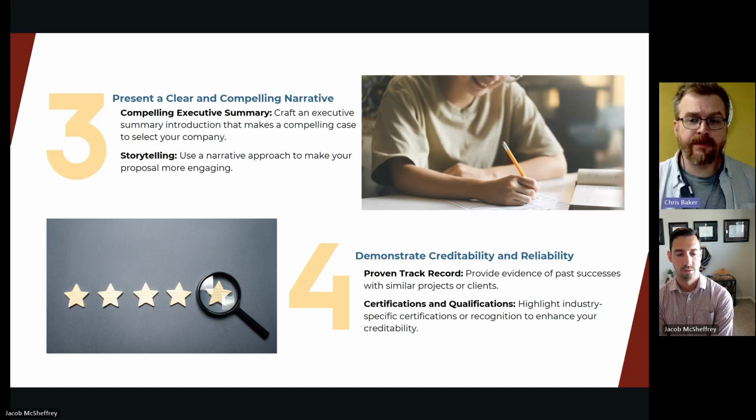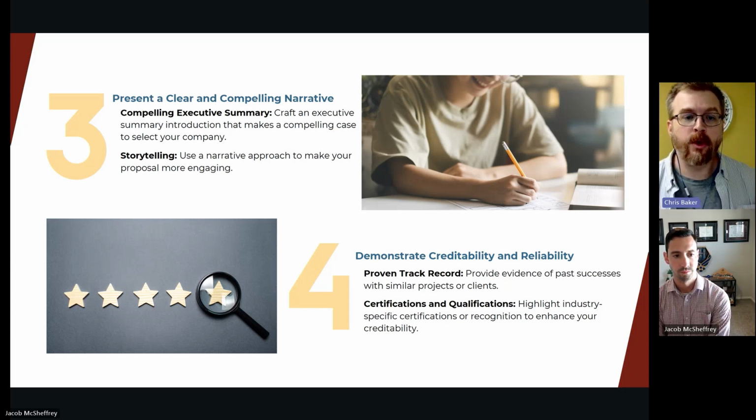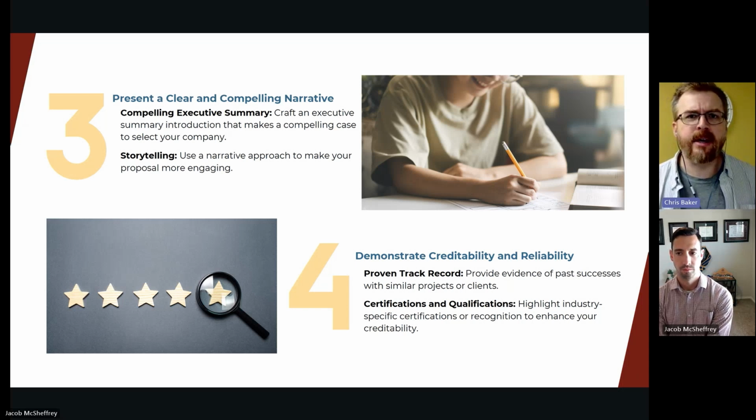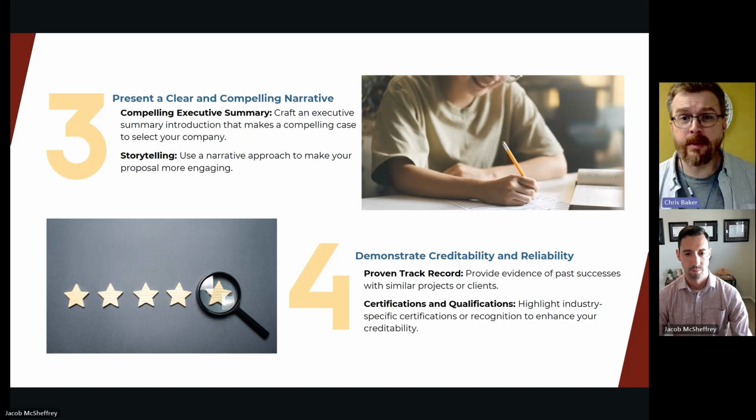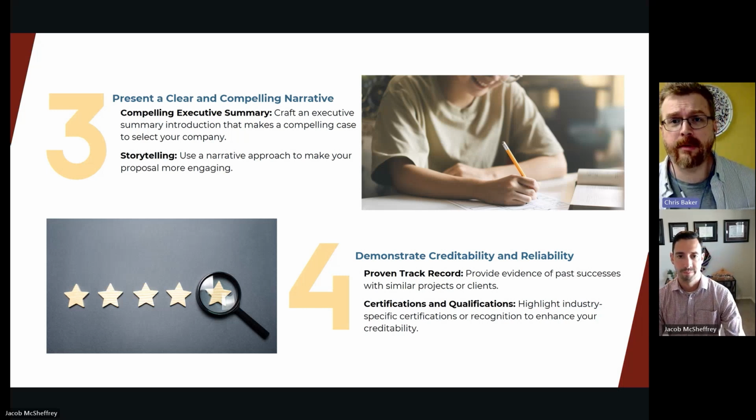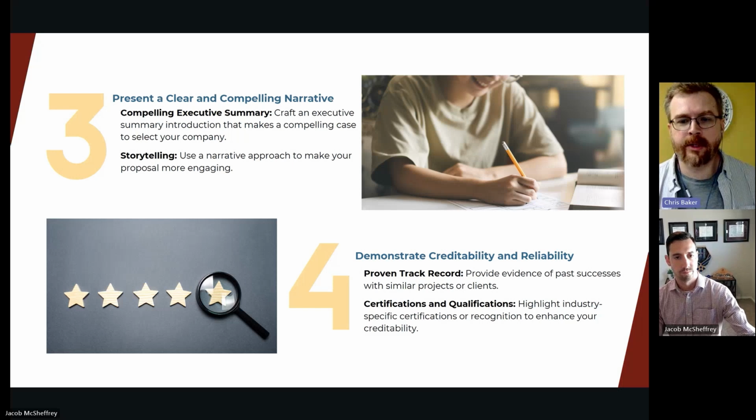And then finally here, certifications and qualifications are number 4 point. Highlighting any industry-specific certifications, awards, or recognitions that enhance your credibility. It doesn't have to be a lot. In fact, you may not have room given the page count limitations on a given response, but carving out a little bit of space to highlight here are our accolades and our certifications, that only serves to improve your credibility.